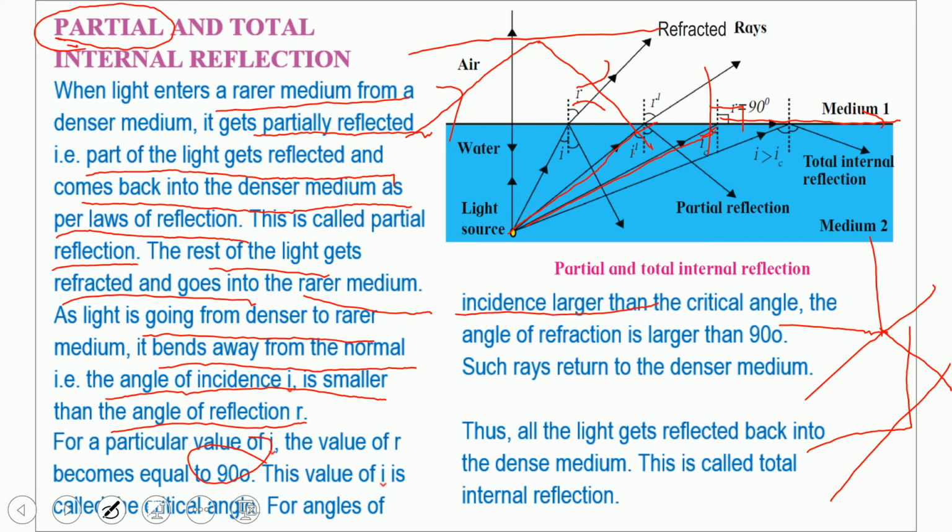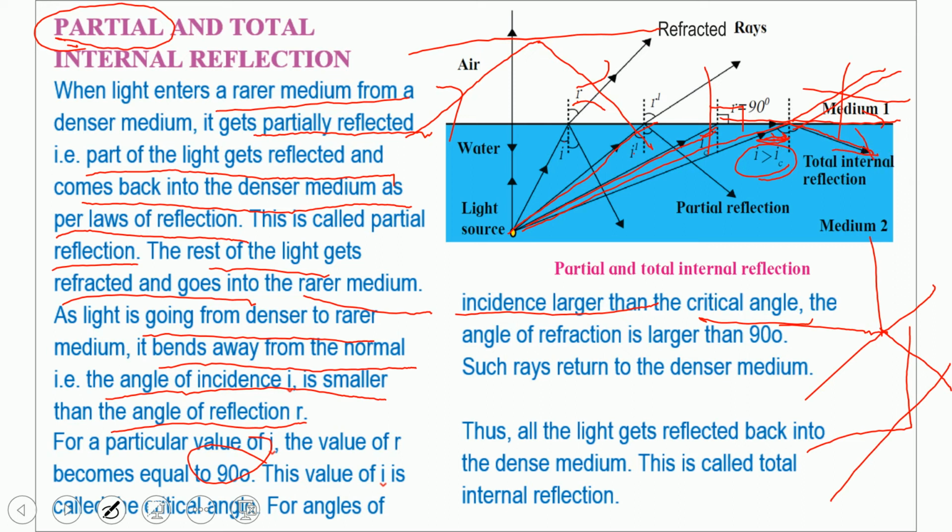Now, for an angle of incidence larger than the critical angle: at the critical angle, the angle of refraction is 90 degrees. Now, with more angle than that, this angle is more than the critical angle. Understand? At that time, there won't be any refraction. Look, where is any refraction? It is not there. Then the entire light is reflected back into the denser medium.